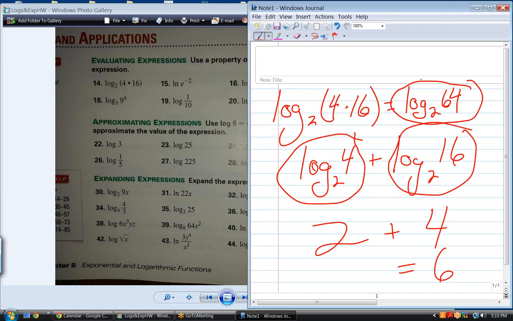But that's a little tricky if you're not familiar with your powers of 2. I mean, not everybody knows that that's 2 to the 6th power. Whereas you did know that that was 2 and that was 4. Okay.